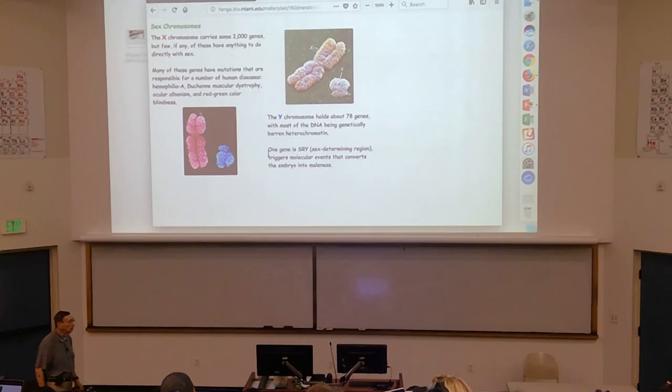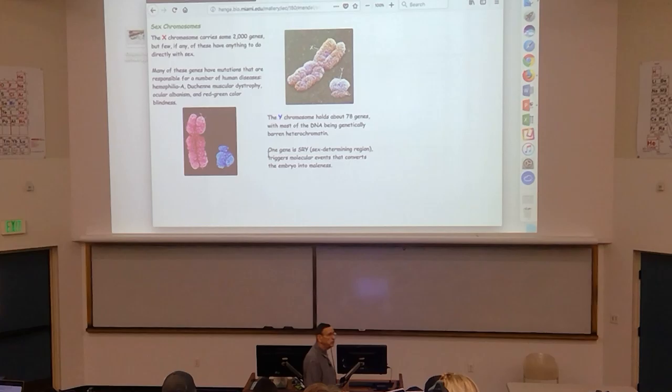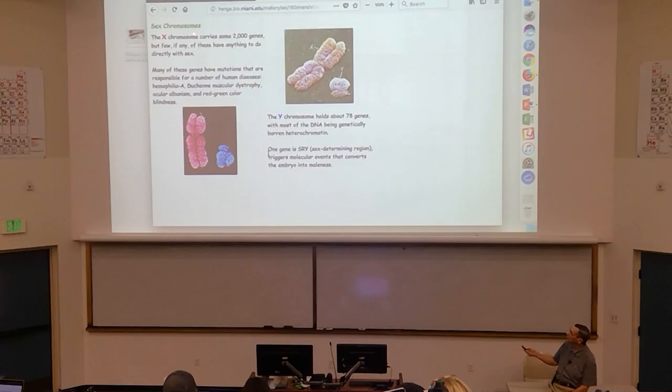There are something on the order of 2,000 genes on the X chromosome. A lot of human genetic diseases are carried on the X chromosome, such as Duchenne muscular dystrophy and some others. Red-green color blindness is one of them that's carried on the X chromosome. There is no corresponding region on the Y chromosome.